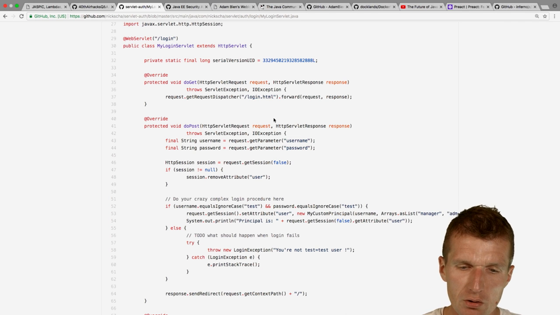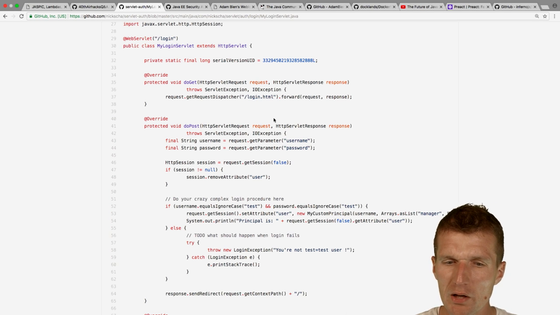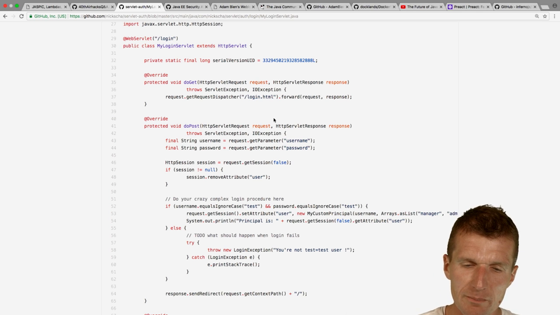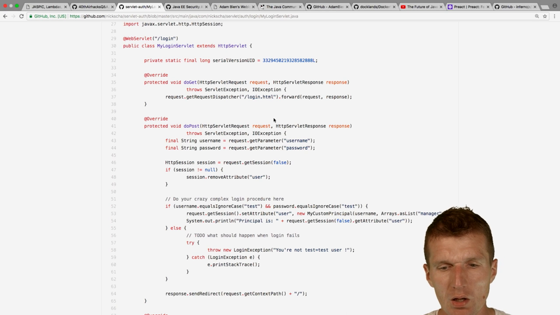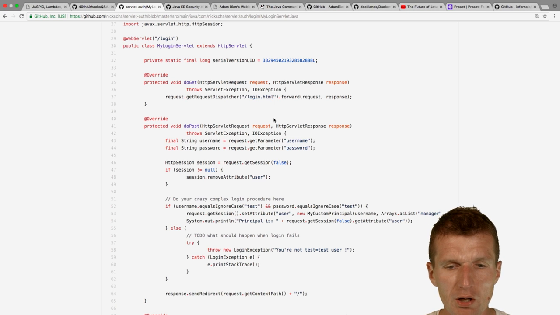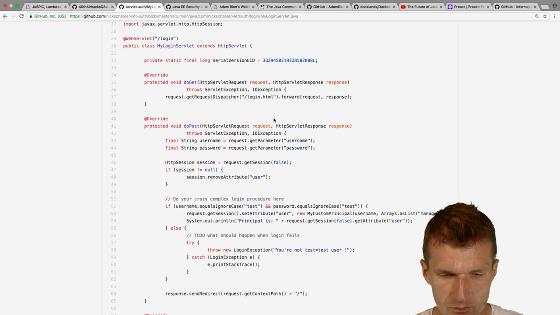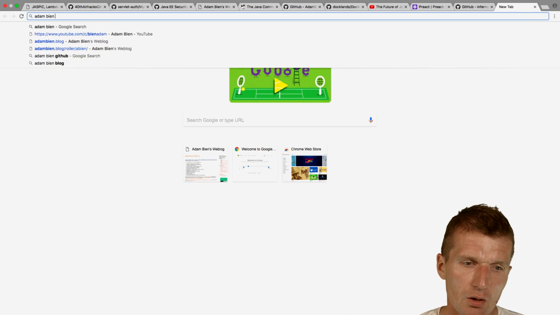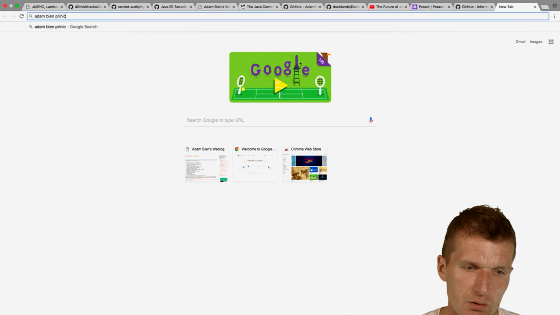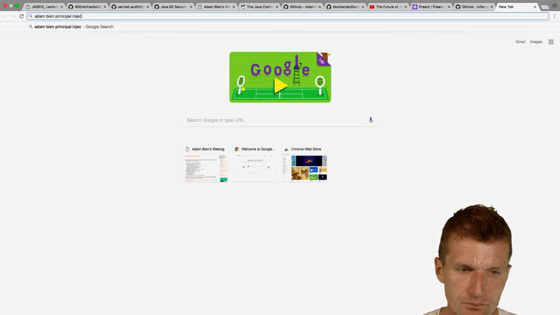If you are that involved, you should take a look at Keycloak, for instance. Keycloak comes with similar servlet filters, or take a look at Soteria. And I am pretty sure there is some in some of my screencasts on my blog. Wait a second. Principal injection.